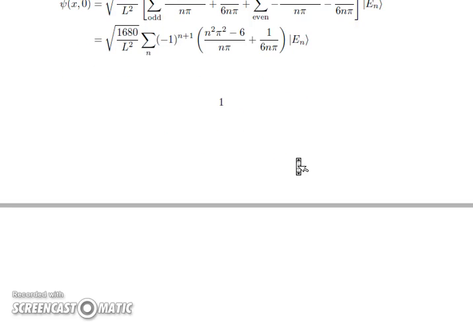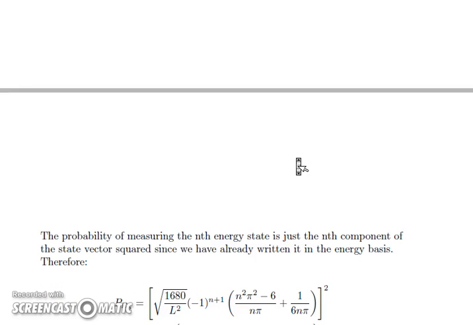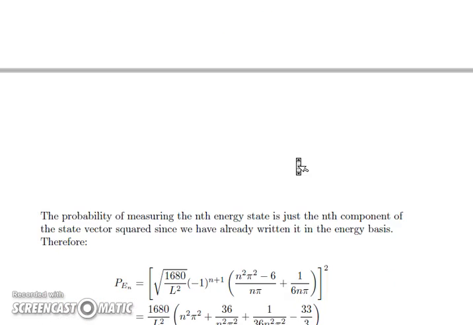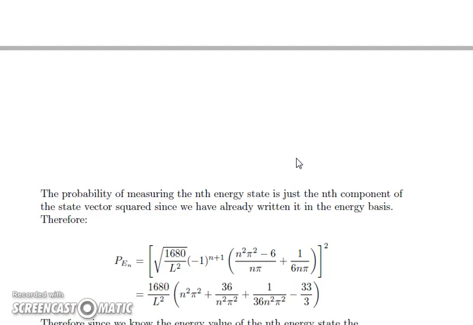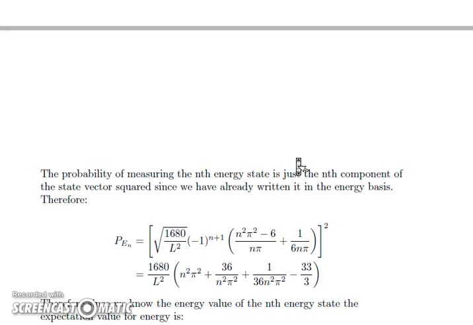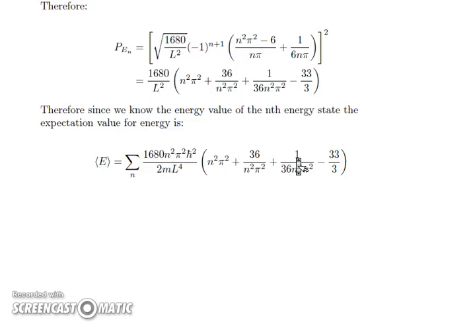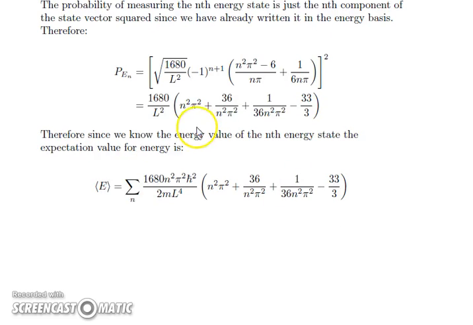So now to find the probabilities of measuring the nth energy state. The probability will be just the nth component of the state vector squared, since we've already written it in the energy basis. So therefore, the probability of our nth energy eigenstate is this.